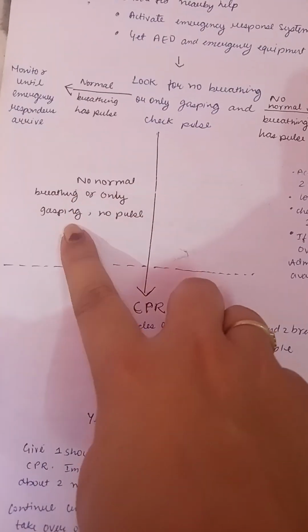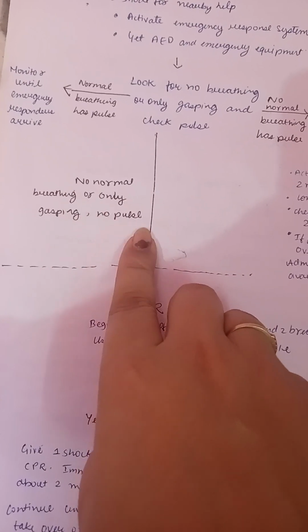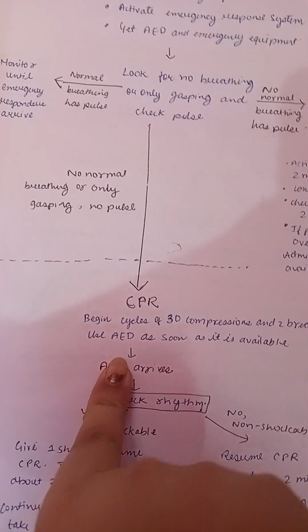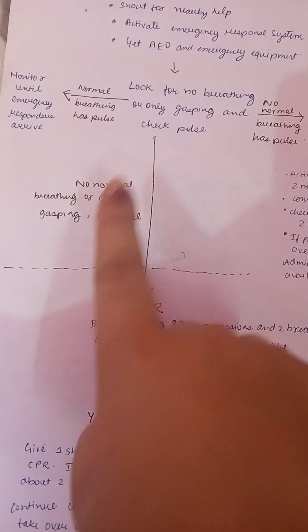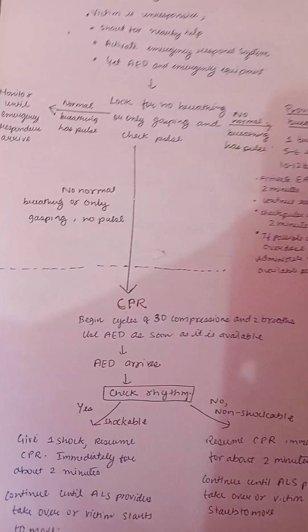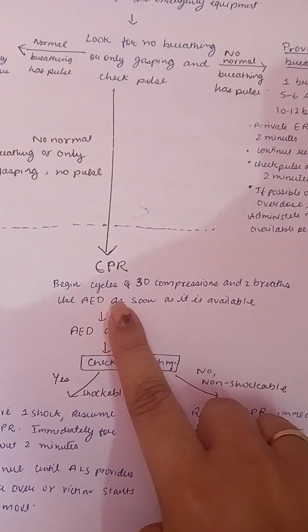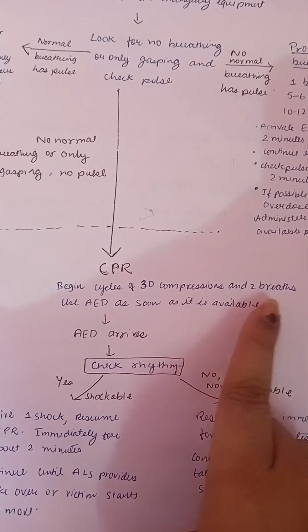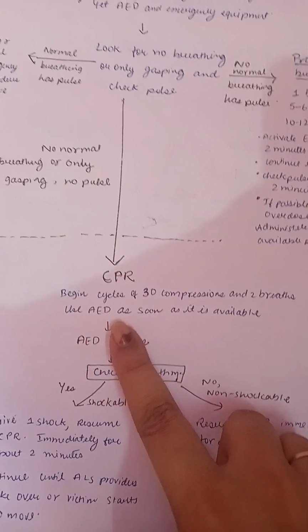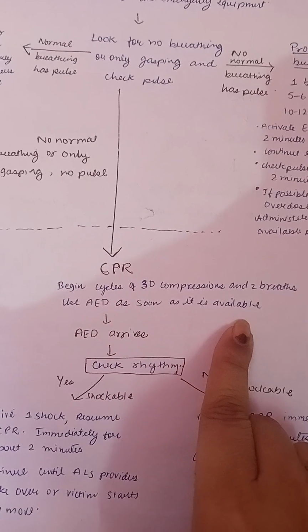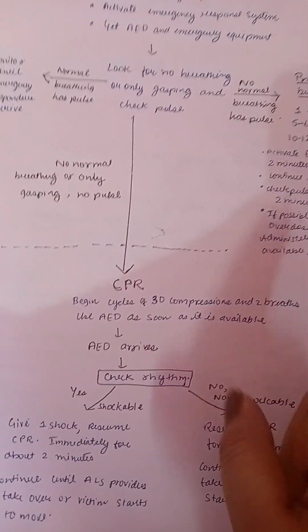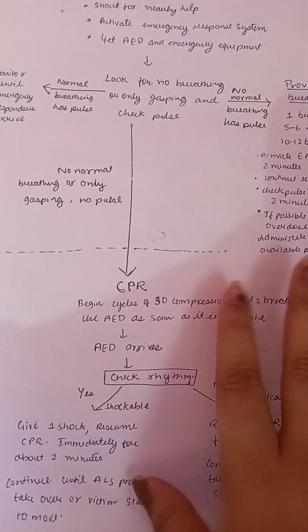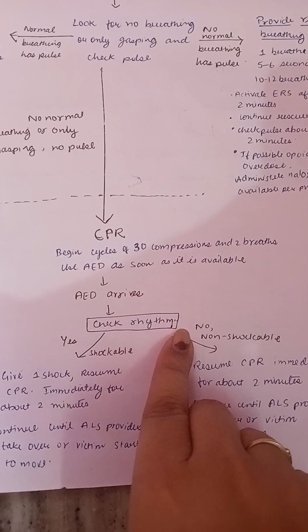Now, if there is no normal breathing, only gasping and no pulse, then we will go for CPR. Then CPR comes into play. Begin cycles of 30 compressions and 2 breaths. Use the AED as soon as it is available. 30 compressions, 2 breaths. 30 compressions, 2 breaths, till the AED arrives. When the AED arrives, check the rhythm.